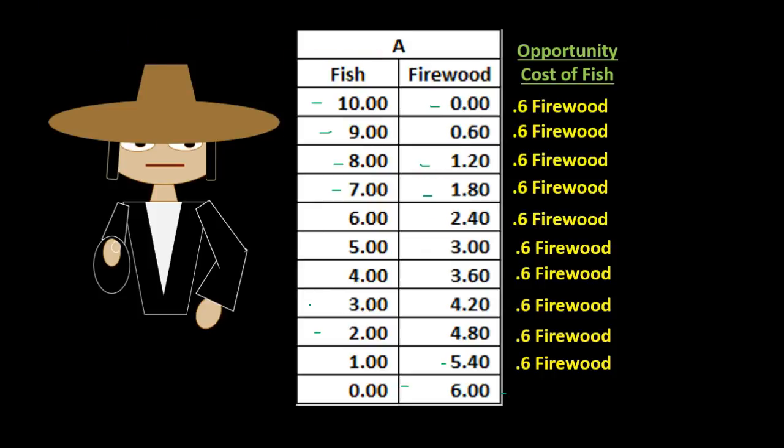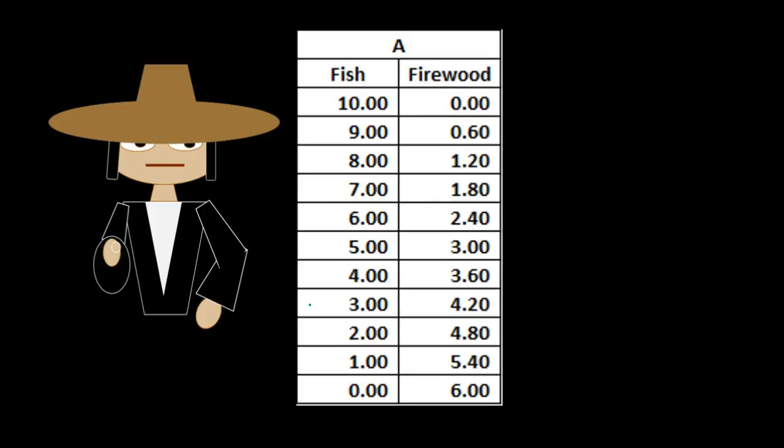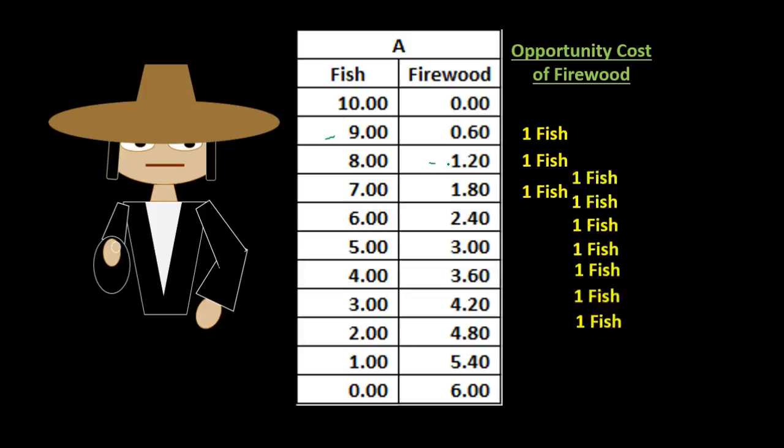We can also think of opportunity cost going the other way. What's going to be the opportunity cost if we make firewood? If we collect firewood, and then we can go from 0 to 0.6 units of firewood, and that's going to give us an opportunity cost of 1 unit of fish, going from 10 fish down to 9 fish. And then if we went from 0.6 units to 1.2 units of firewood, we would have to sacrifice 1 more fish, going from 9 fish down to 8 fish. And again, on the margin, we have 1 unit of fish being the cost of each new 0.6 units of firewood, and so on and so forth.